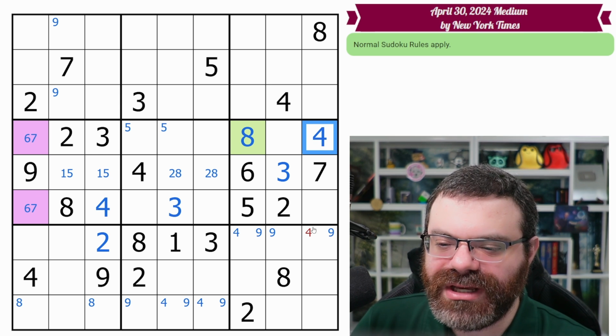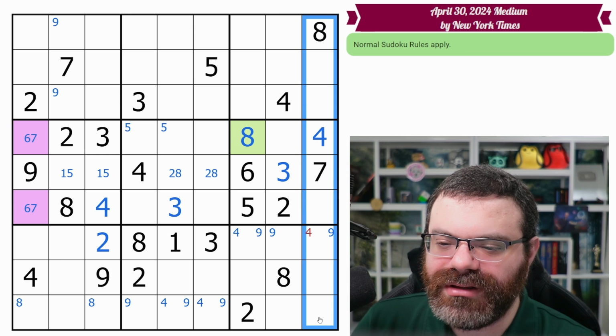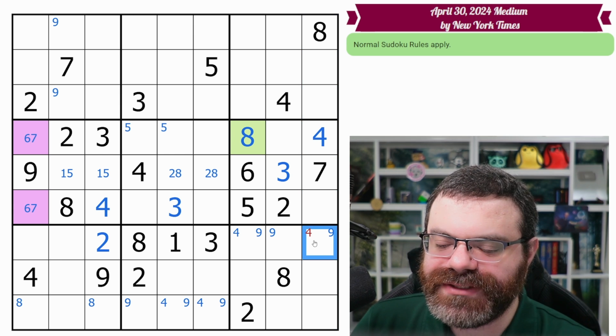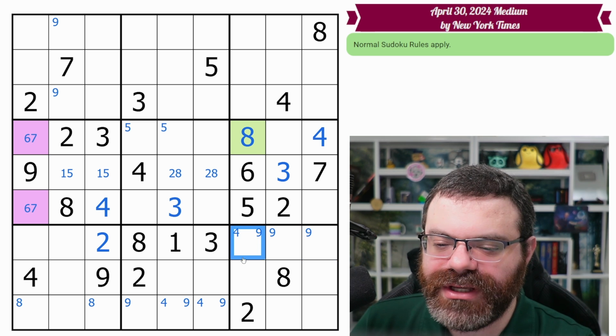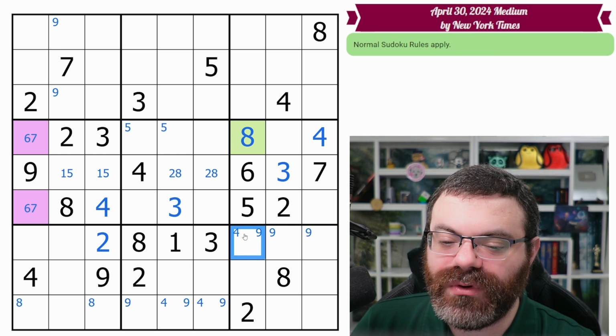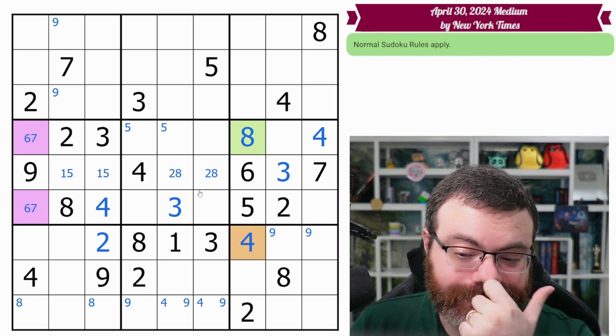Now, as soon as we place a digit, we always want to look at the consequence. It has removed this 4 corner mark here. Now that one of the 4 corner marks is gone, we can look in the box and see there's only 1 4 corner mark left. So that is a hidden single 4 in the box. We can place that 4. We're going to need to follow up on that as well.